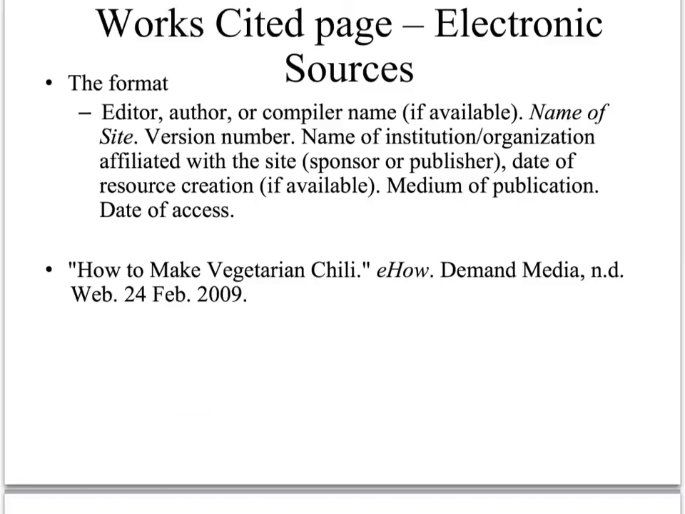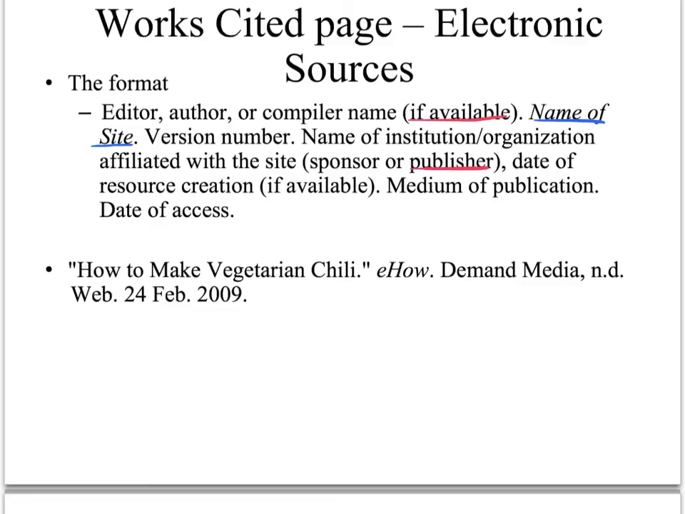Works cited page for an electronic source. This is where it gets a little bit tricky because the websites that you use may not always have all this information. So you'll notice it tells you several different times, if available, right? If the author of the page is available, put that. If not, make sure you put the name of the site, again, with the italics. The version number, again, you probably won't be able to find that. The name of the institution, that's going to be the publisher, so who owns the website, if it's a website owned by a college or owned by the New York Times or something like that. Date of resource creation, if available, a lot of times that'll be listed at the top like it is in a newspaper, the medium of publication, and then the date of access.